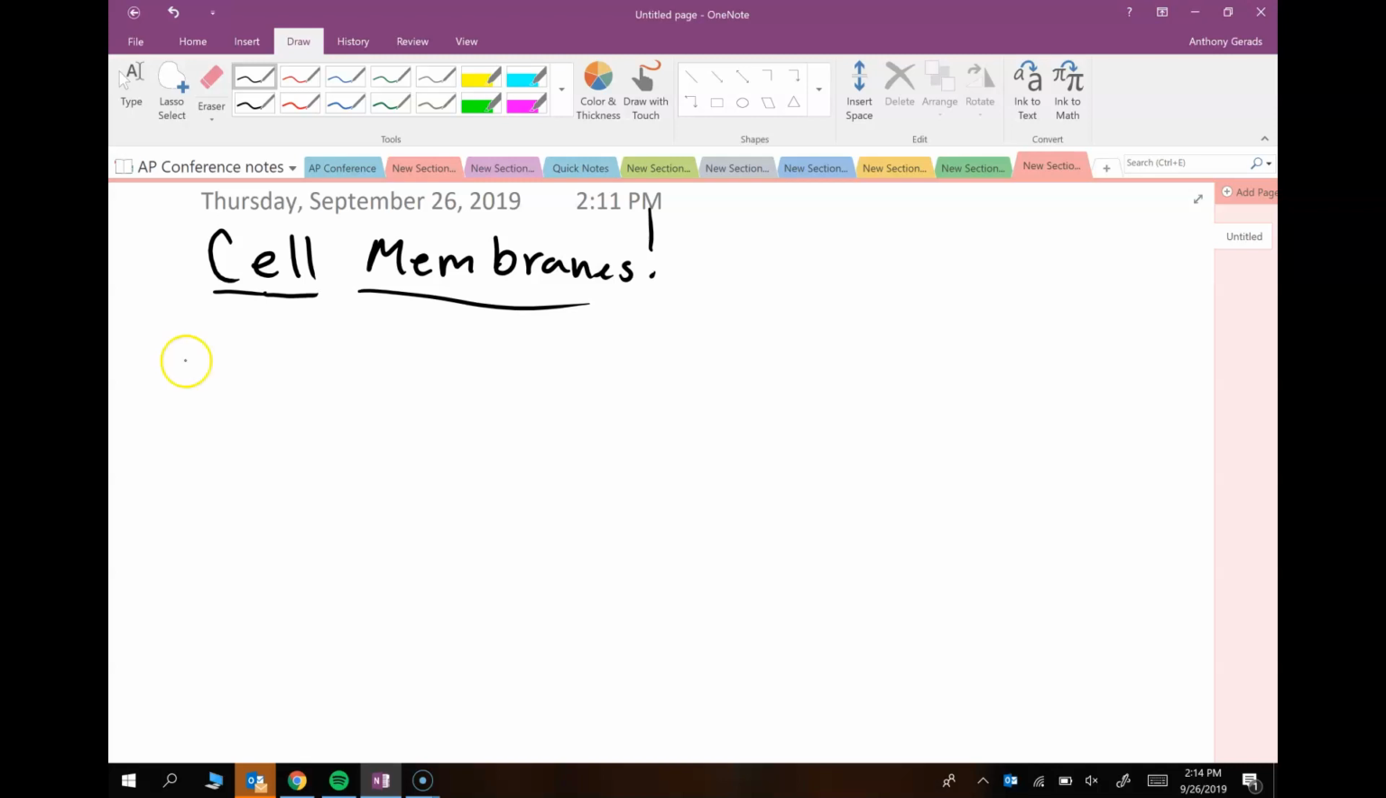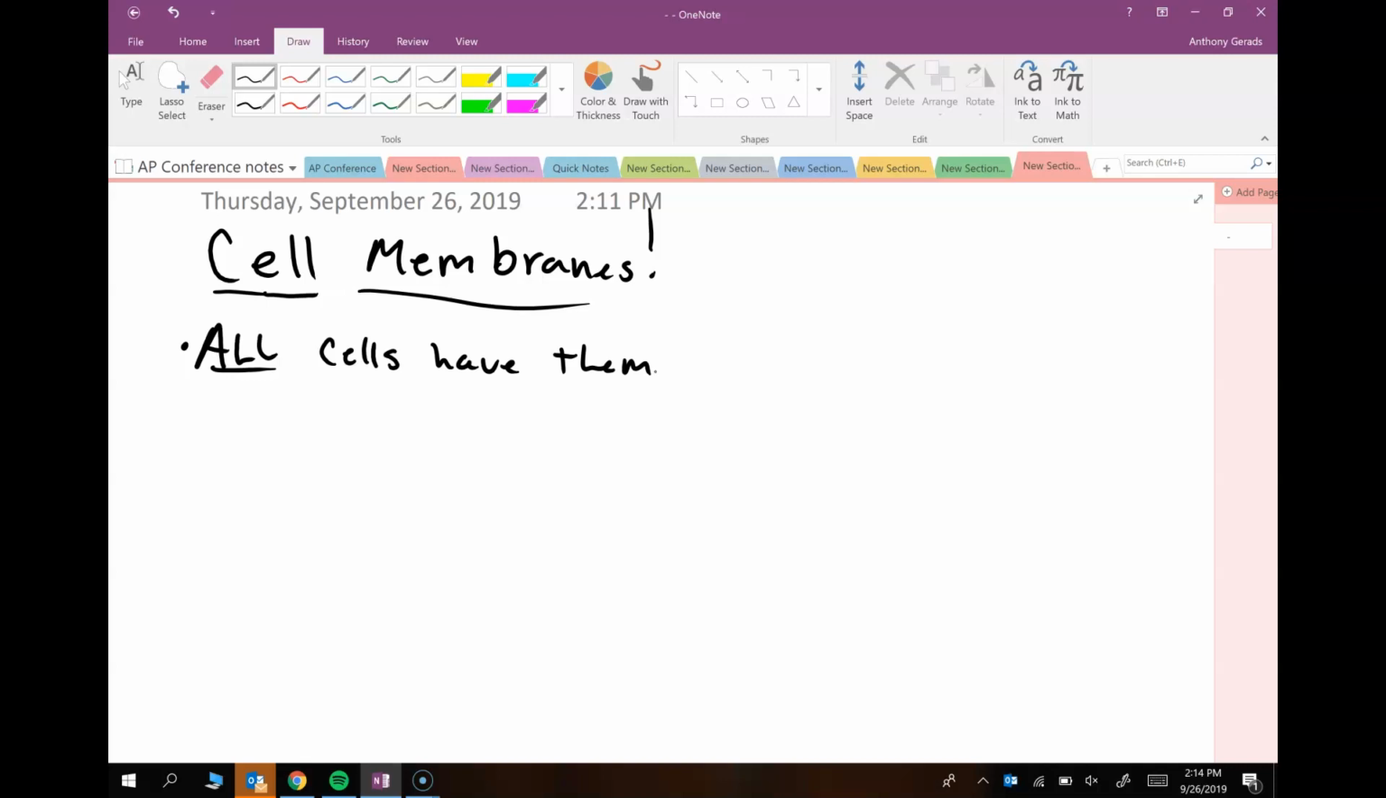Alright. So the thing about cell membranes, all cells have them, no matter what type of cell it is. What about prokaryotes, though? Yes, they do. What about fungi? Heck yes, they do.